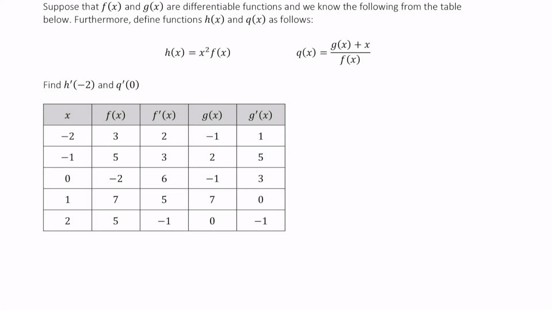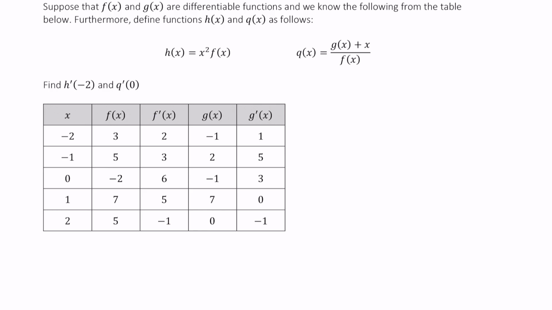Welcome. In this video, we're going to use the table and what we've learned about the rules for derivatives to find h prime of -2 and q prime of 0. The directions we're given are, suppose that f and g are differentiable functions, and we know the following table below. This table gives us some inputs and some outputs for f, g, f prime, and g prime.